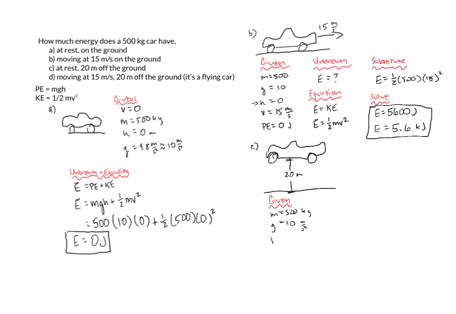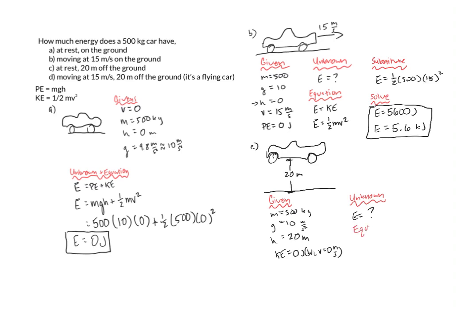I also know that the height of my object is 20 meters, and again, kinetic energy is 0 because my speed is 0 meters per second. So I'm ready to go on to my unknown. And my unknown here is the same that it has been for all of the problems, and that is my total energy.